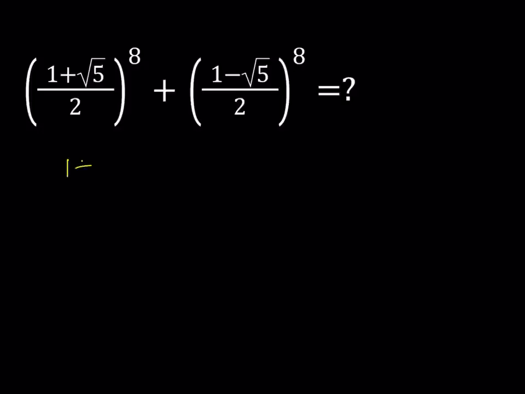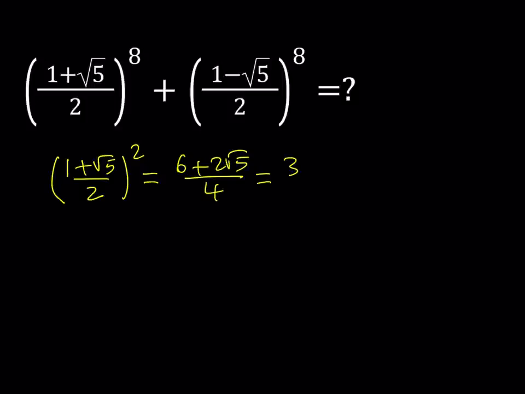You can take (1 plus root 5) over 2 and raise it to the 8th power using the binomial theorem. That's going to be kind of time consuming. Or if you want, you can take this expression and square it. Let's square it for fun. This is going to give us (6 plus 2 root 5) divided by 4. If you simplify this, you're going to get (3 plus root 5) over 2.